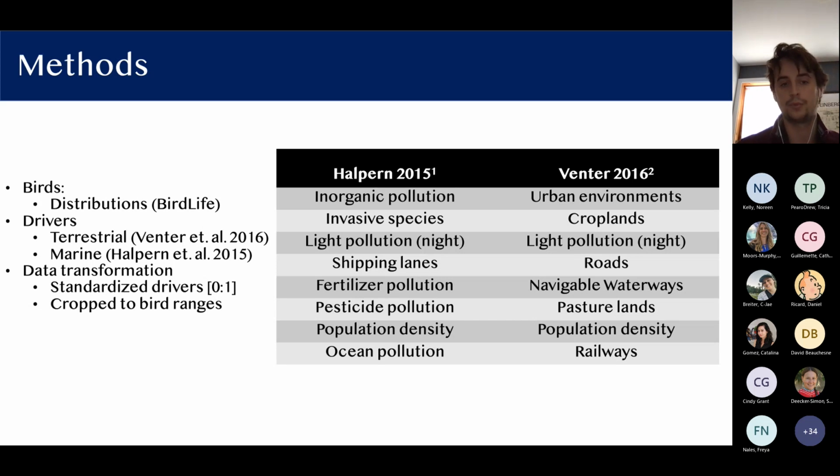And moving forward, we also intend on using data from the Audubon Society as well as eBird, which is another citizen science organization, in order to cross-reference the bird distributions that we're using.